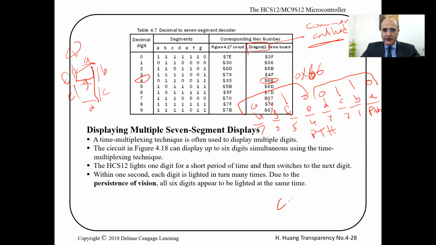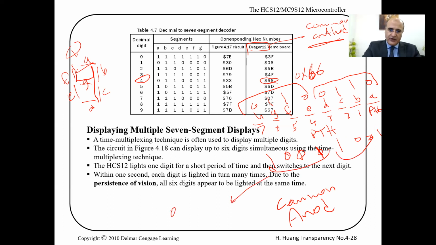If we are using a common anode, we need to flip all the bits, right? So this will be a 1, 0, 0, 1, 1, 0, 0, 1. This would result in 0x99. 0x is hexadecimal again, right? So it will be the opposite, which is 99, the one's complement of 66.